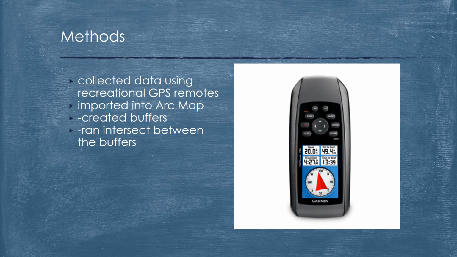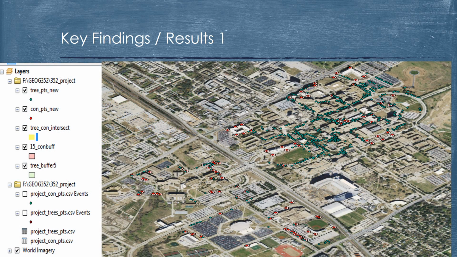What am I going to talk about? Just give a brief description of that on there. We collected that using the GPS remote, imported a map, and... what was the buffers? Or is that already going to be talked about, right? No, we haven't talked about it. But no, it's just a grid intersect between the buffers. Ran a 5-meter buffer on trees and 15-meter buffers. Okay, cool. Alright.